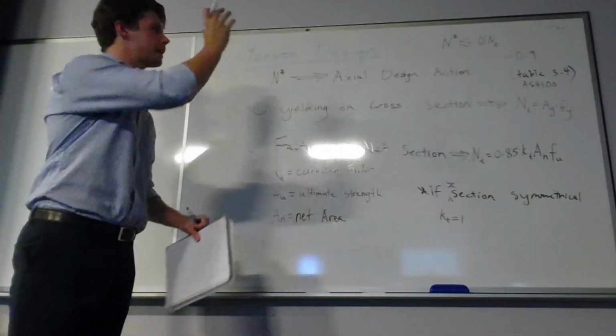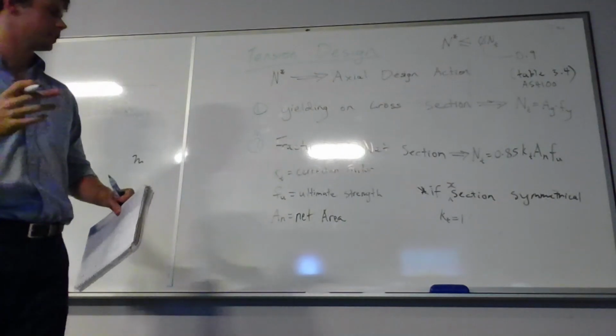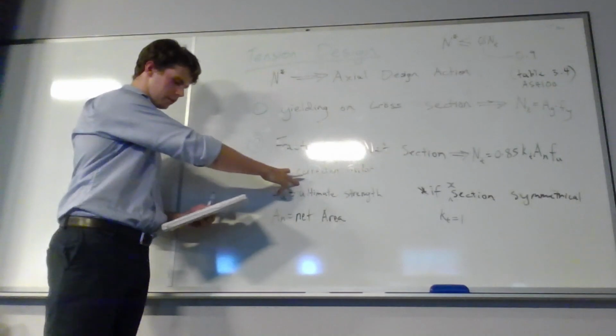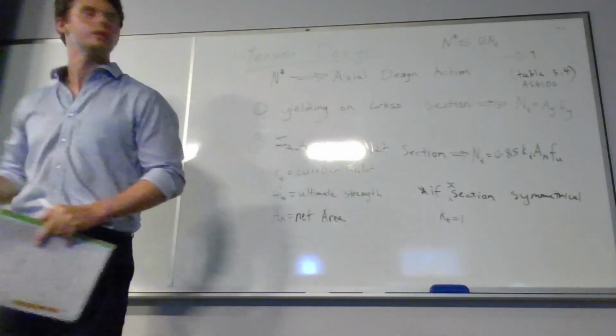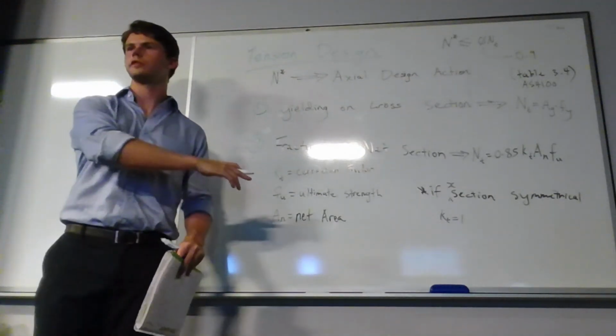Okay, so these are basically the notes for tension design. Now, one thing we haven't really covered is calculating KT, which is the net cross-sectional area, which I'll also go through. Does everyone have that down? Because I might just rub this off.